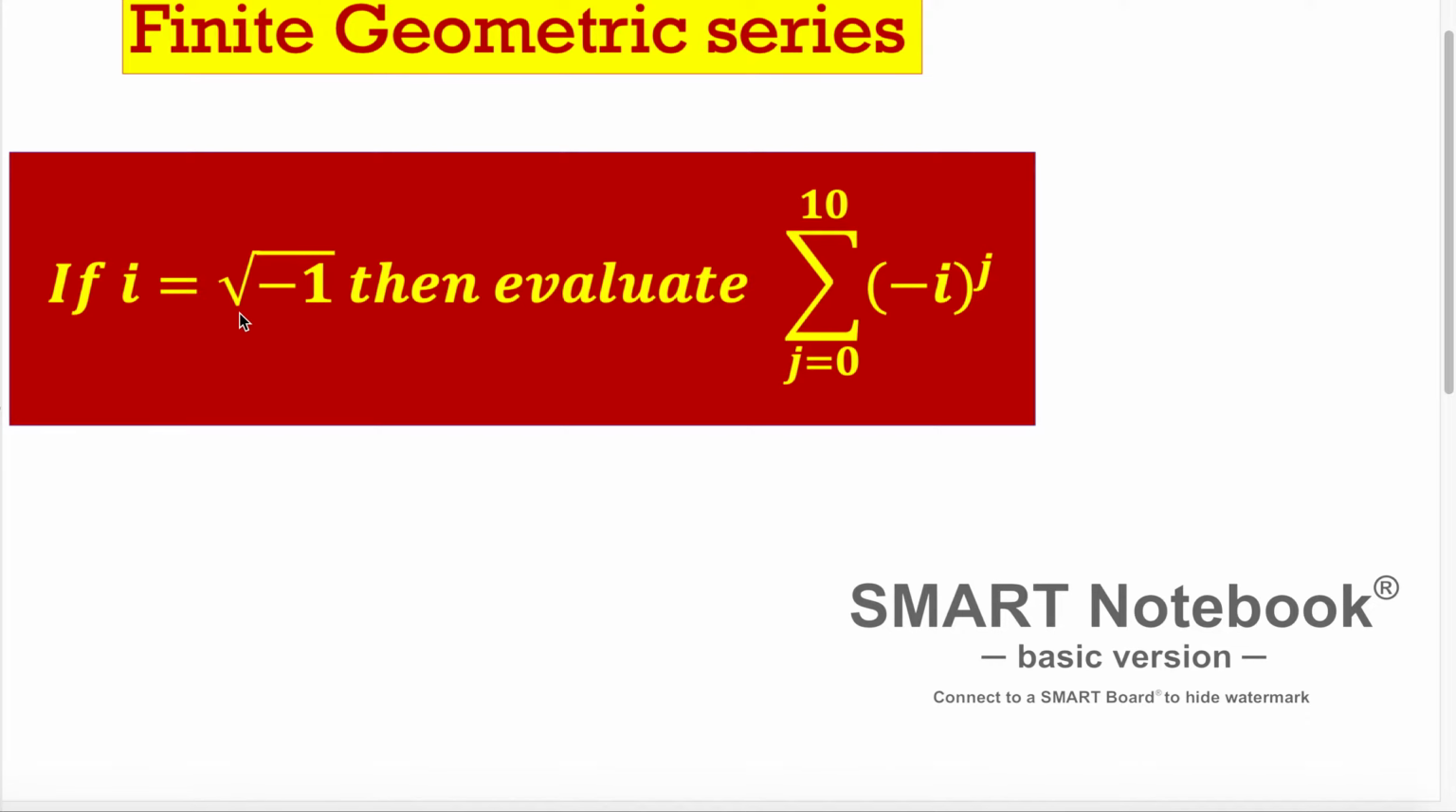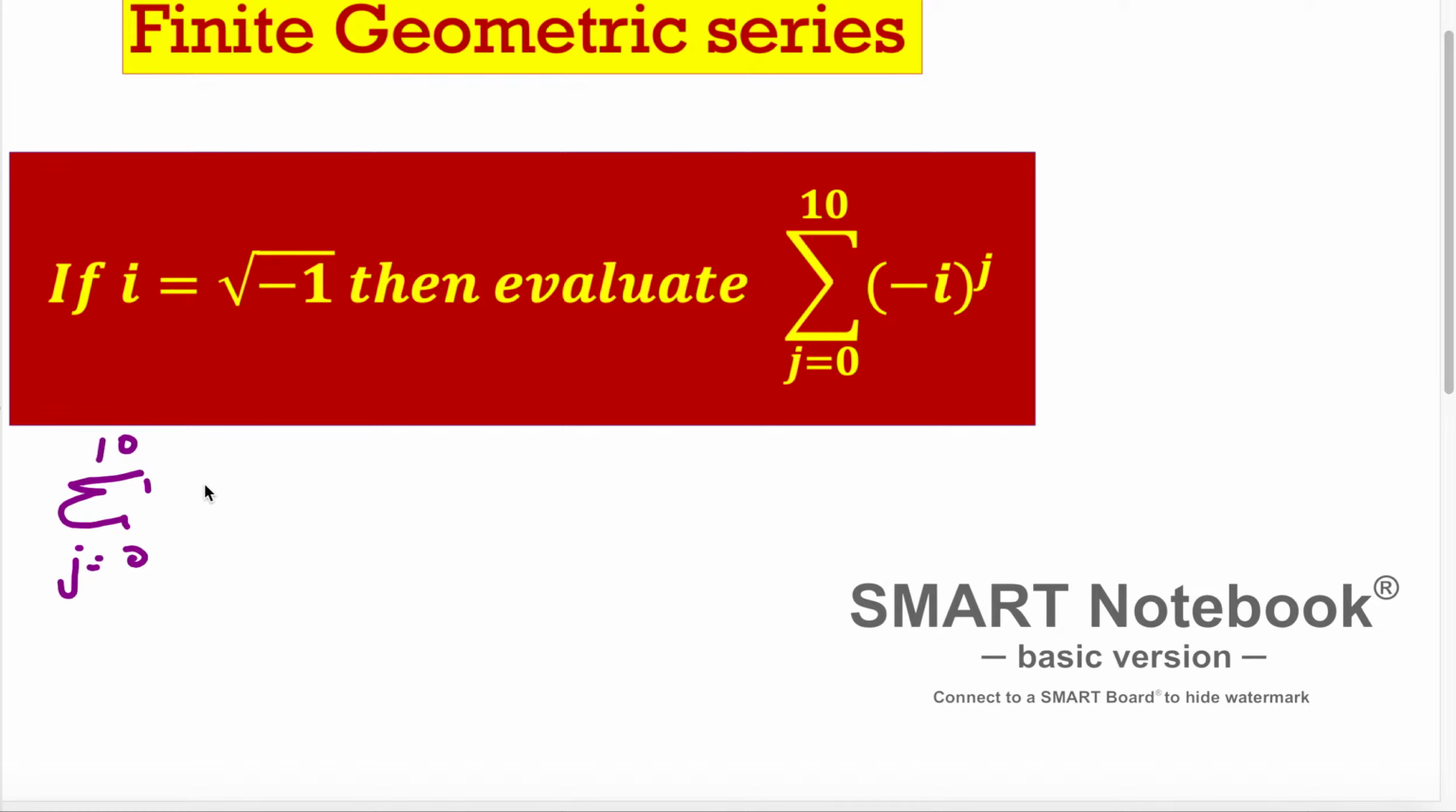Series. If i is equal to the square root of minus 1, then evaluate the sum j equals 0 to 10 of (−i)^j. As we see here, this one is a finite geometric series, but let me expand some terms, j equal to 0 to 10. As we see, this series has terms.